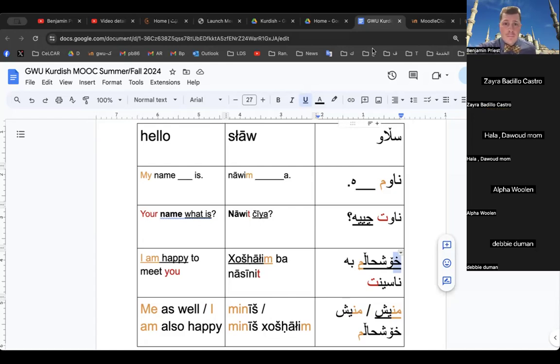I felt it was خوش حالم بن. It's ha, shin, and ha. They are very close to each other in the articulation point. حروف شجرية. So this is the reason for me.